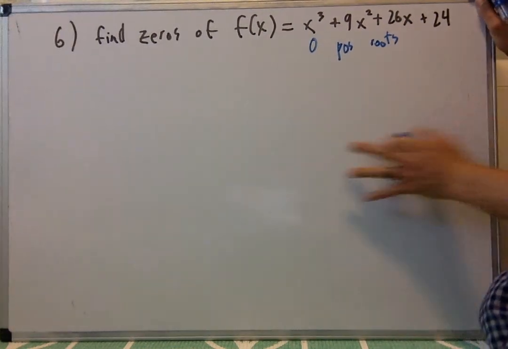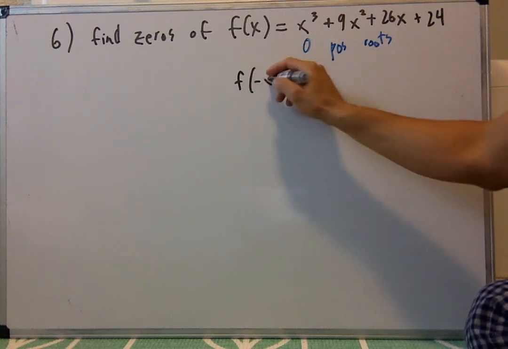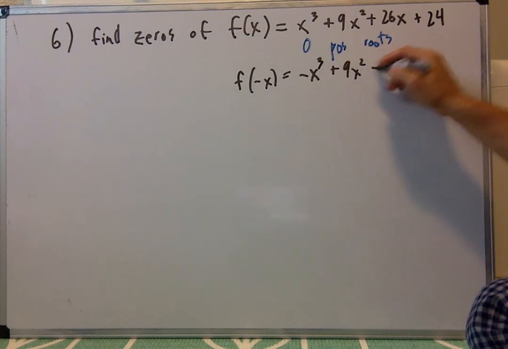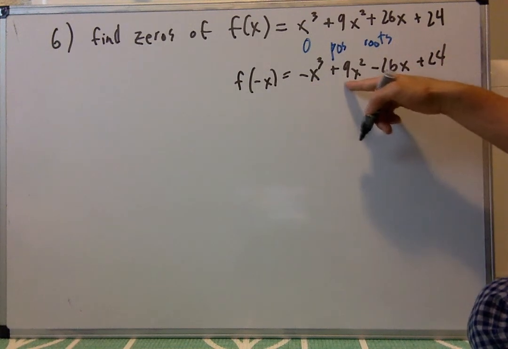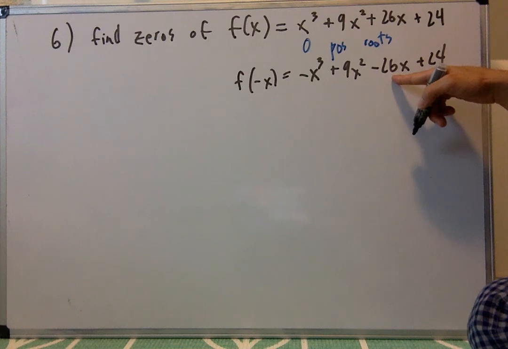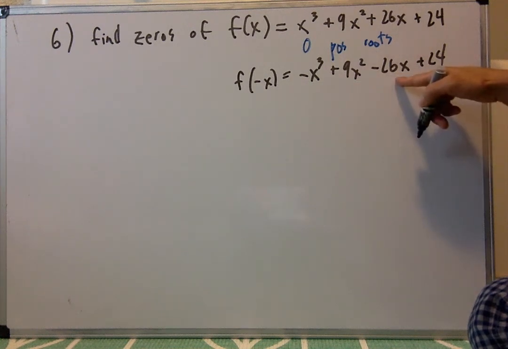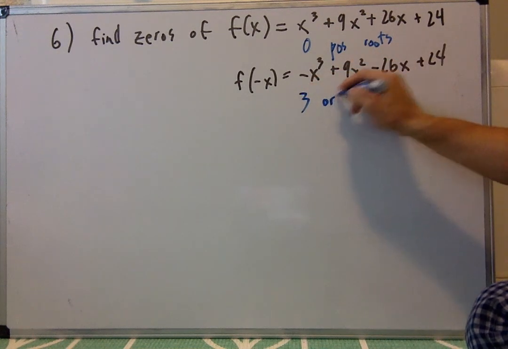Okay, so let's look at f of negative x and see if we can gain some more information. So f of negative x, that's going to be negative x cubed plus 9x squared minus 26x plus 24. So from negative went to positive, from positive went to negative, that's 2. And from negative to positive is 1, to negative that's 2, back to positive that's 3. So 3 sign changes, that means 3 or 1 negative root.